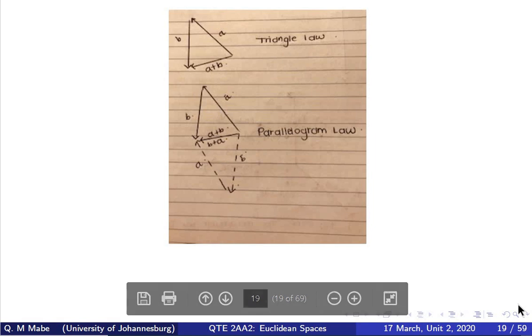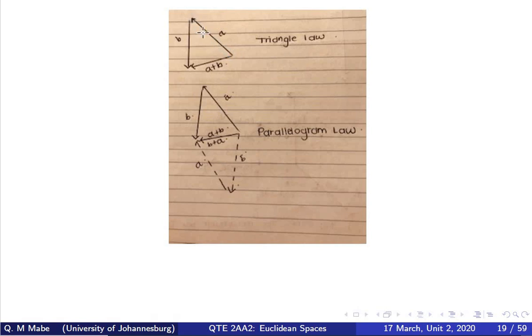So with regards to using the triangle law, as I'm using it here, we start with the vector A, right? And then B joins the head of A, because our vectors were disjoint, right? And the sum A plus B starts at the initial point of A and ends at the terminal point of B. So this is A plus B when we're using the triangle law.